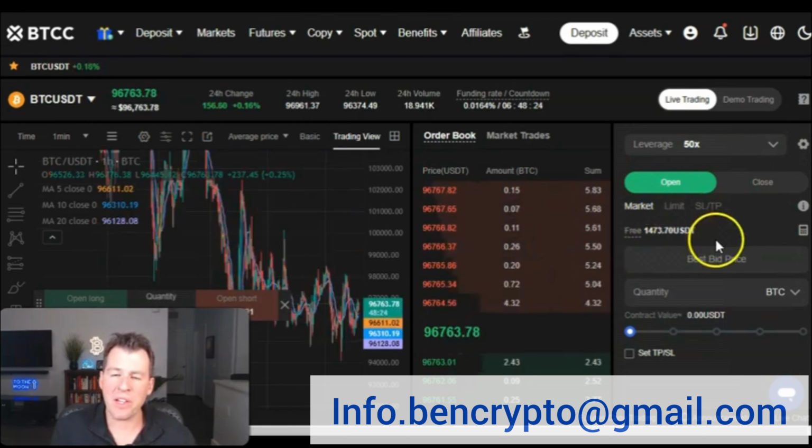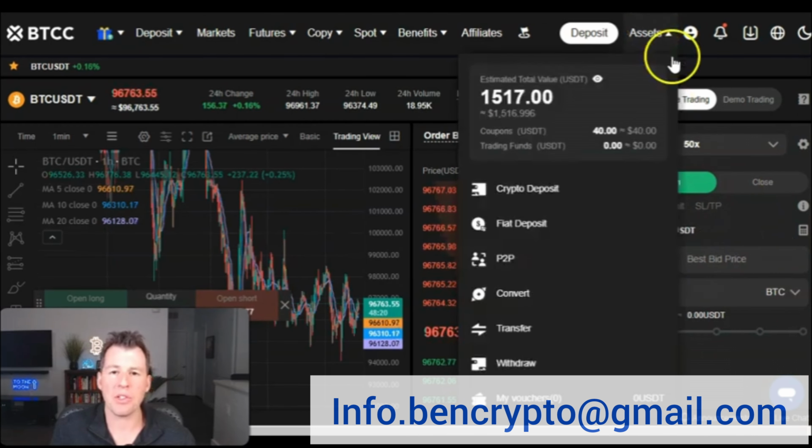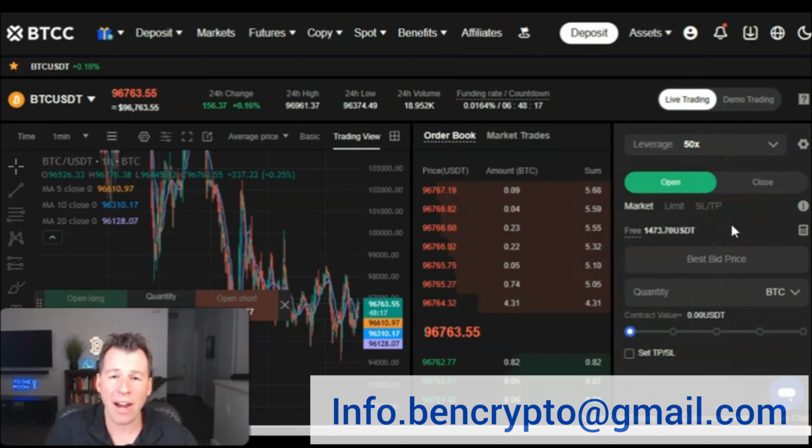Now here in the middle, you see it says free $1,473. That's the amount of money I have in this account. So it's the amount of money I have to put towards collateral for this futures trade. So the total value of the futures trade will be worth more than that because that's what leverage trading is, but the value of the collateral cannot exceed $1,473.